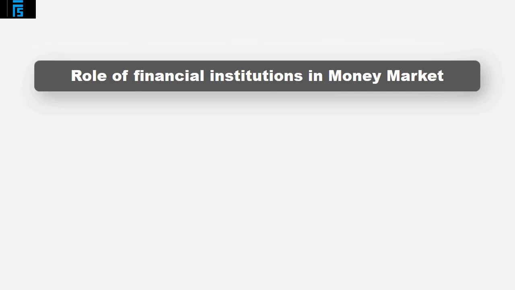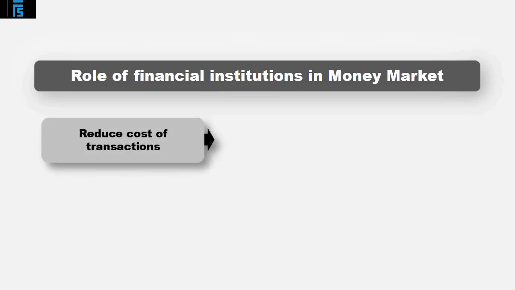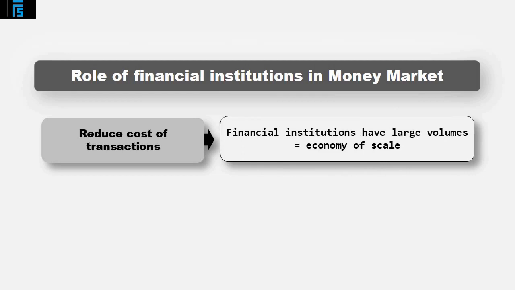The main advantages of the financial institutions is they reduce the cost of the transactions. On an individual level, this would be very high, but financial institutions have large volumes of transactions, so they reduce the transaction costs of the money markets through economies of scale.